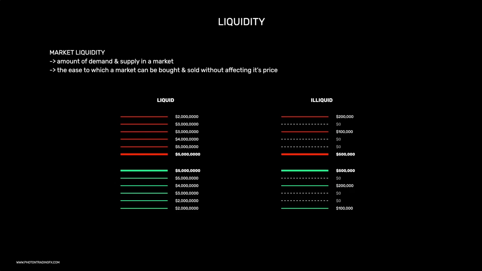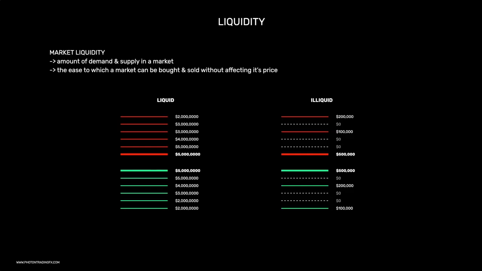So if a market is very liquid, like it is on the left, then there will be bids and offers at every price level, but also there will be a large amount of volume at each of those levels. You can see that by the money there, right? 5 million at each price level. So it's a massive amount of supply and demand at each price level. That's what a very liquid market would look like.